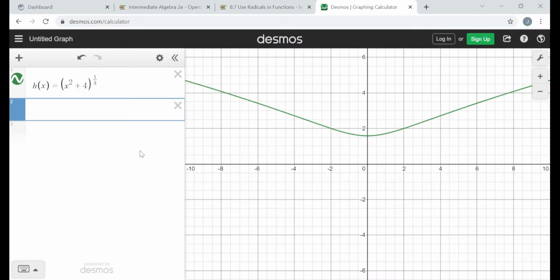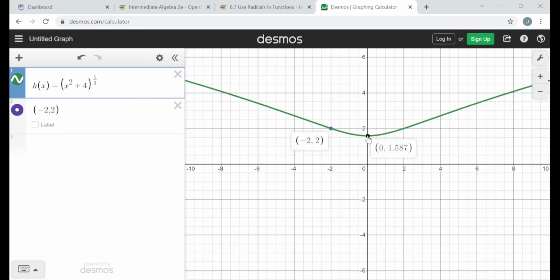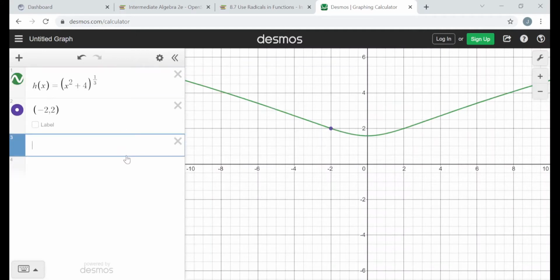And just enter those ordered pairs we said were on this, right? From part A, we said -2, 2 should be on this, and look, it is. See, there's -2, 2. Here's 0, whatever the cube root of 4 is, 1.587. And then we got from part B, 6, 2 times the cube root of 5, so 2 times 5 to the 1/3 power. And there it is, right?